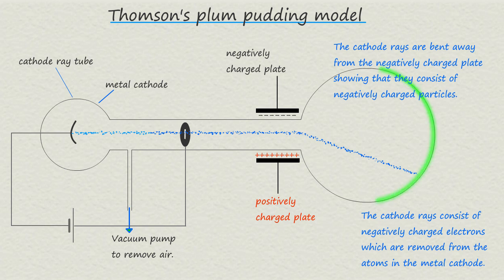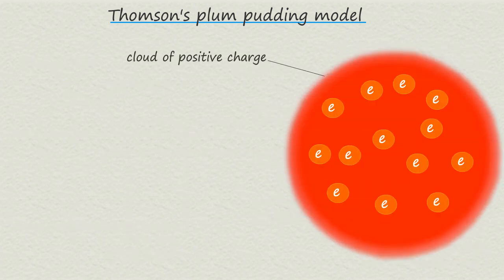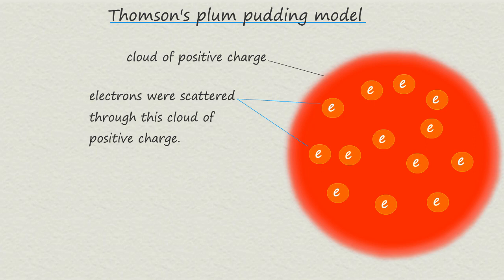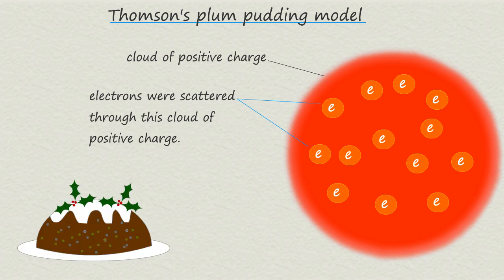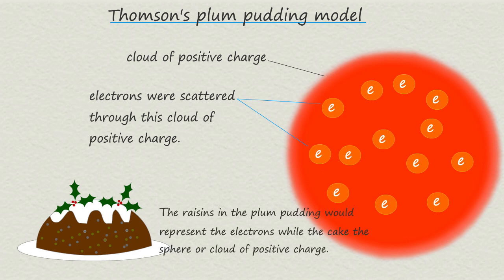As a result of his work, Thomson suggested that the atom was not a solid, indestructible sphere, but consisted of a cloud or sphere of positive charge in which electrons were scattered. His model of the atom is often called the plum pudding model. Now, a plum pudding is usually served only at Christmas, and it is a thick cake with raisins scattered through it. In this model, the raisins would represent the electrons and the cake would represent the cloud of positive charge.